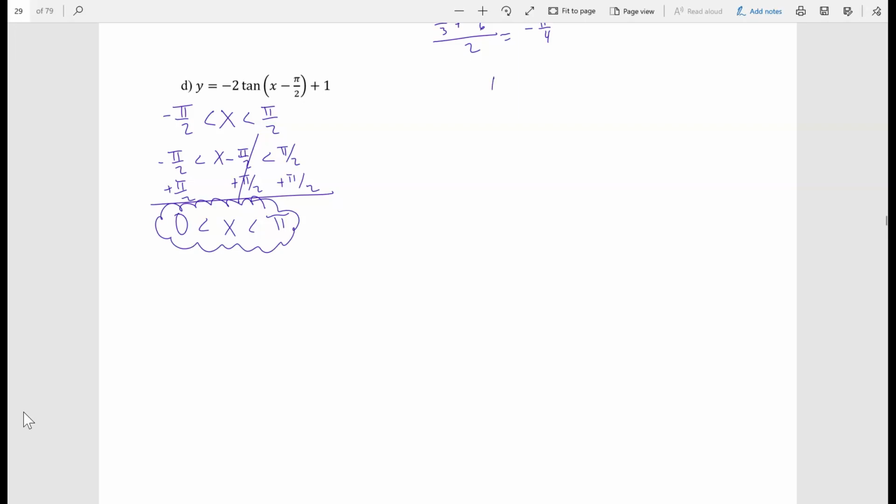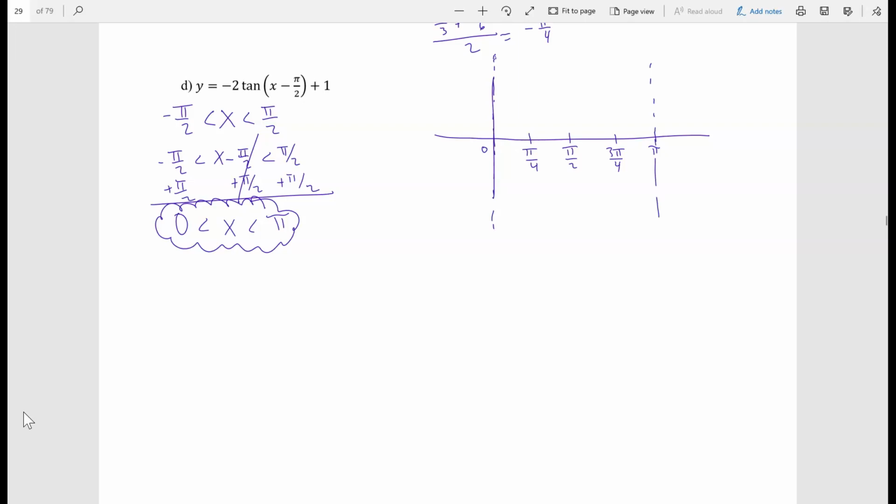This is where the new asymptotes are going to be for the tangent. I have 0 to pi, and thankfully this is really nice to figure out the midpoint. This will be pi over 2, this will be pi over 4, and this will be 3 pi over 4. So these weren't that terrible. The asymptotes, remember, are at 0 and at pi. So here are the asymptotes.